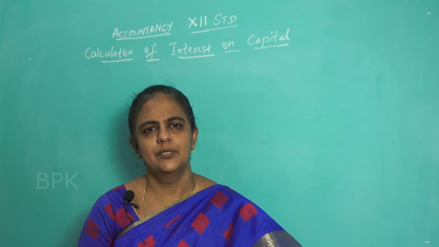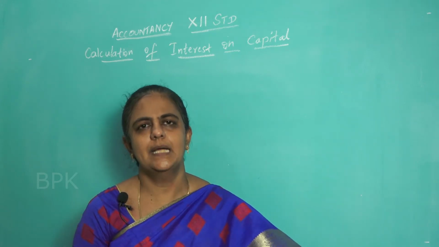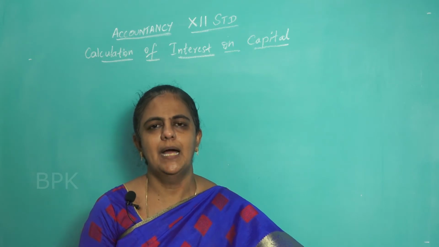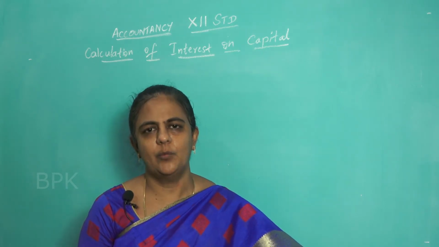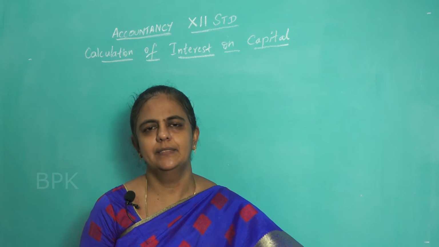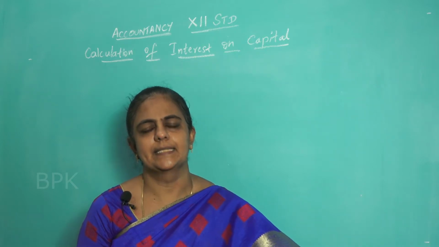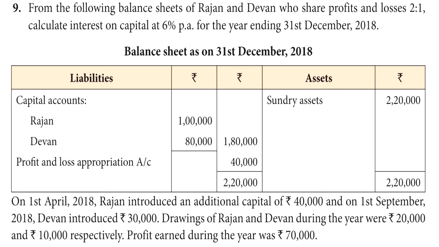Is it clear? So now we will move on to question number 9, page number 114. I will read the question, watch the screen, then we will move to the answer. From the following balance sheet of Rajan and Devan, who share profit and losses in the ratio of 2:1, calculate interest on capital at 6% per annum for the year ending 31st December 2018. Balance sheet as on 31st December 2018.